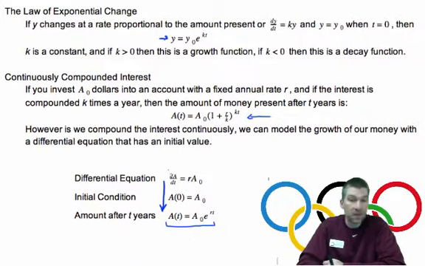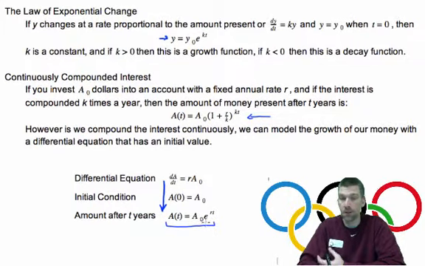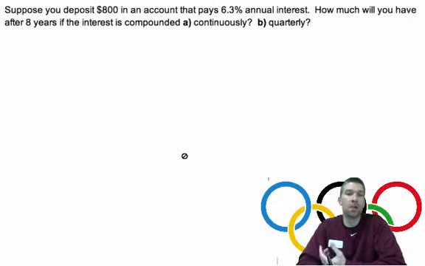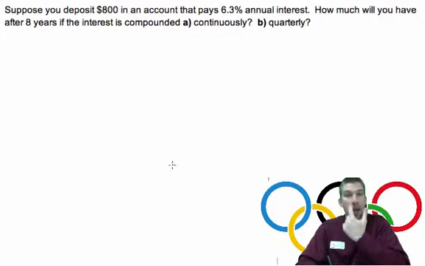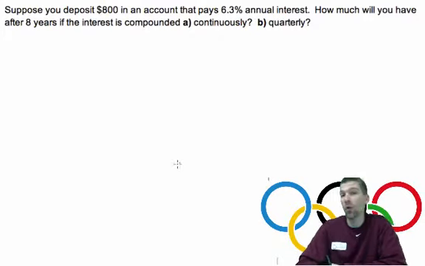So we solve the differential equation, we substitute in our initial condition, which was that t is equal to 0. And what happens is we end up with this formula down here for continuously compounded interest. Okay? So now the question becomes, suppose you deposit $800 in an account that pays 6.3% annual interest. How much will you have after 8 years if the interest is compounded continuously and quarterly?